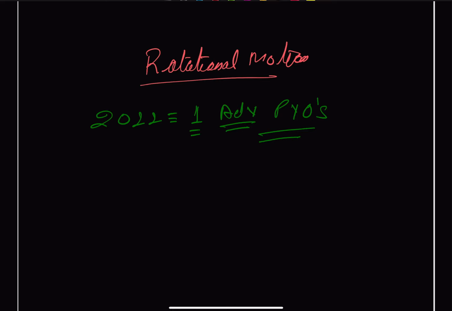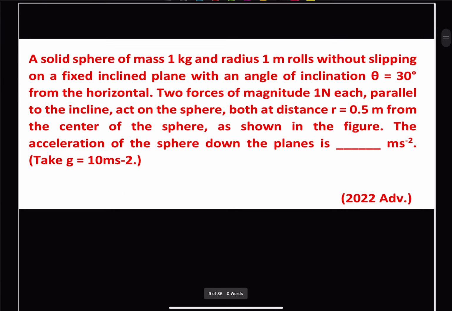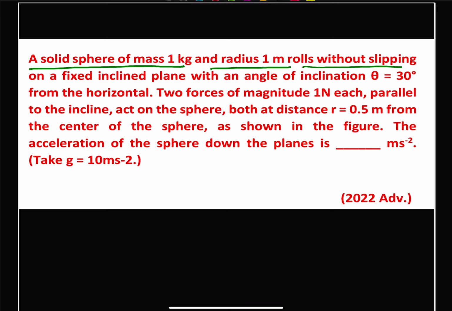And the question is, a solid sphere of mass 1 kg and radius 1 meter rolls without slipping on a fixed inclined plane with an angle of inclination theta of 30 degrees from the horizontal.